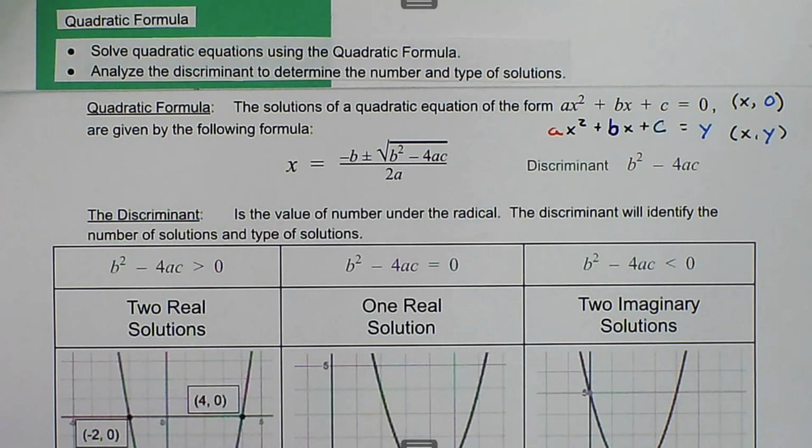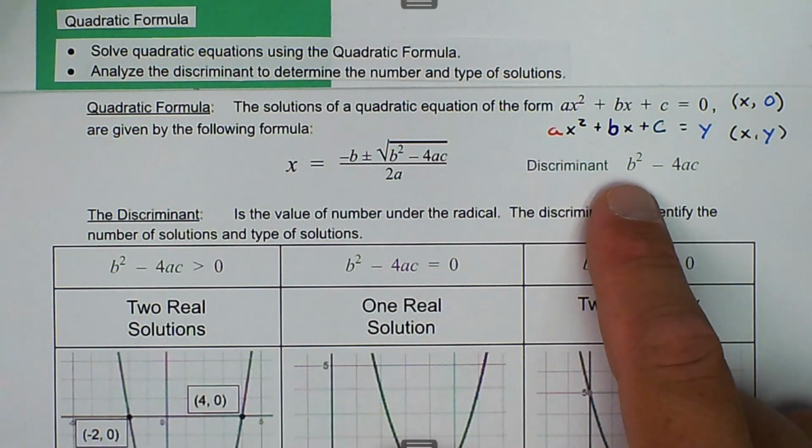The definition of the quadratic formula. The solution of a quadratic equation of the form ax squared plus bx plus c equals 0 are given by the following formula. x equals negative b plus or minus the square root of b squared minus 4ac, all divided by 2a.